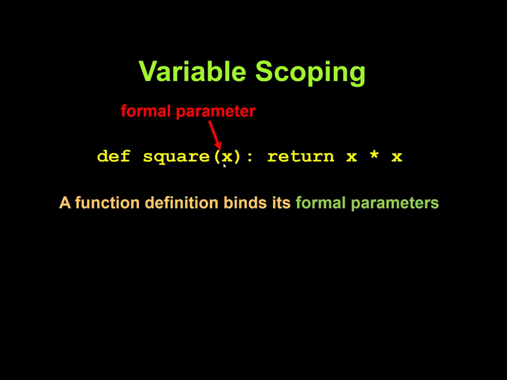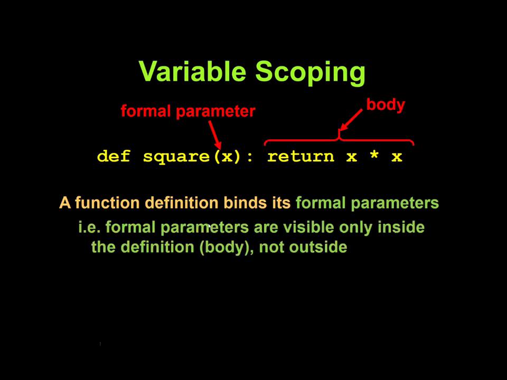Let's look at this again. Define square x colon return x star x. So x within the parenthesis here is called a formal parameter. It could be more than one. Here we have just one. A function definition binds its formal parameters. That is to say that the formal parameters are visible only inside the definition or the body and not outside of the body. So in this case, the body here is just a single statement, return x star x.